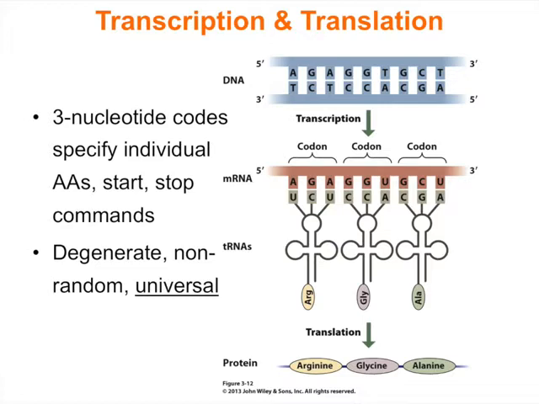So the code, like I said, references specific amino acids. It's degenerate, which means that it is redundant. We'll talk about that in a second. It's non-random, so there is a pattern to it. There is a reason for the sequences in the code. And it's pretty much universal. There are some exceptions where the code is not universal. Some mitochondrial DNA uses a different sequence. Some prokaryotes use a different sequence. But for our purposes, the genetic code is universal. Nearly all organisms use the same genetic code.